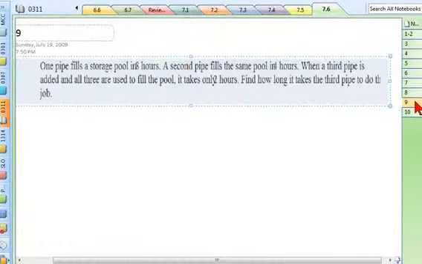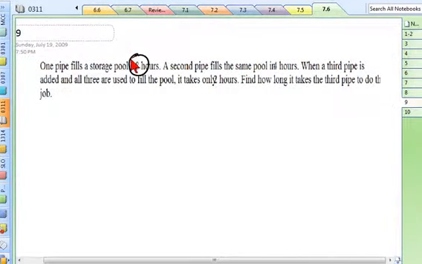All right, number 9. And speaking of pipes filling things up, we just don't have anything draining here. Problem number 9 says one pipe fills a storage pool in, and it's very hard to read the way this does it sometimes, 8 hours. A second pipe fills the same pool in, and this one's even harder to read, it is 4 hours.